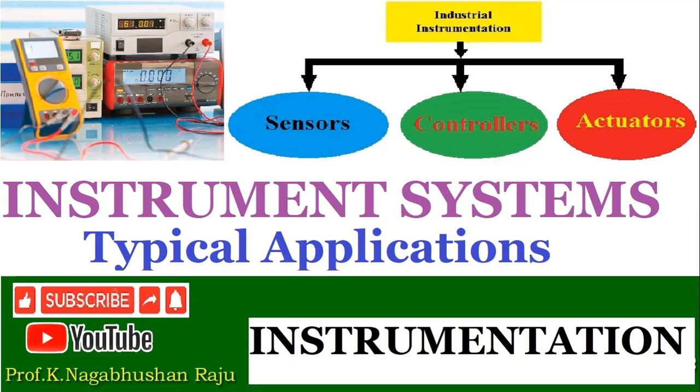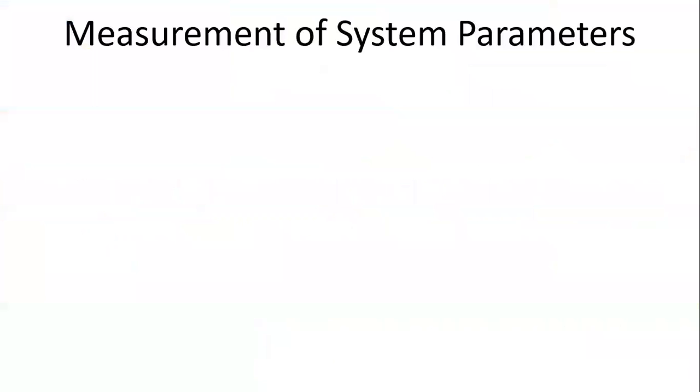Today we shall discuss the typical applications of instrument systems. As we all know, the objectives of performing experiments are too numerous to be enumerated, but still there are certain common motivational factors for carrying out measurements. Let's discuss them as typical applications of instruments.